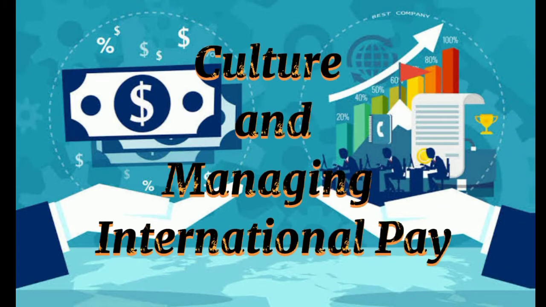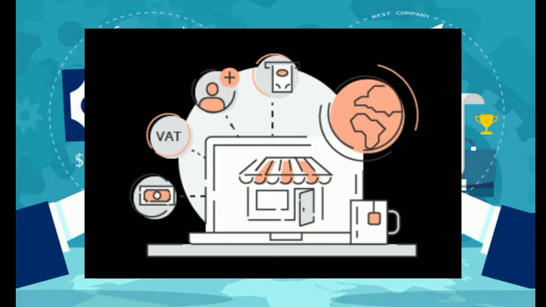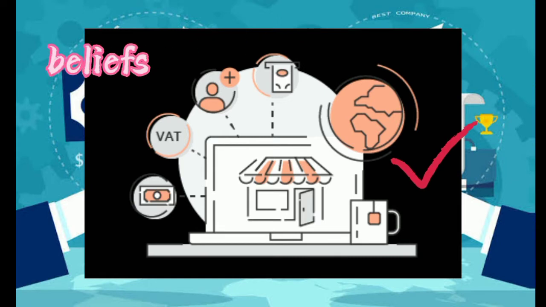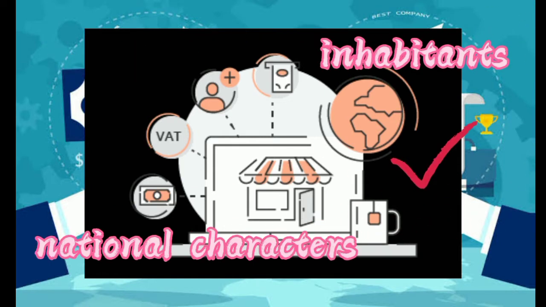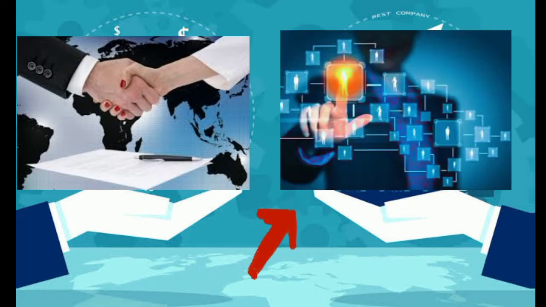Next is culture and managing international pay. It is the assumption that pay systems must be designed to fit different national cultures. It is based on the belief that most of a country's inhabitants share a national character. The job of a global manager is to search for whose influence is assumed to be critical in managing international pay systems.